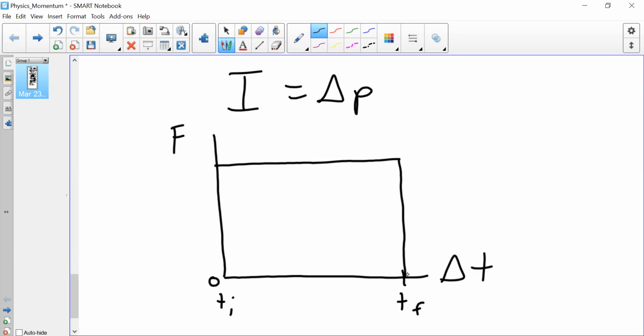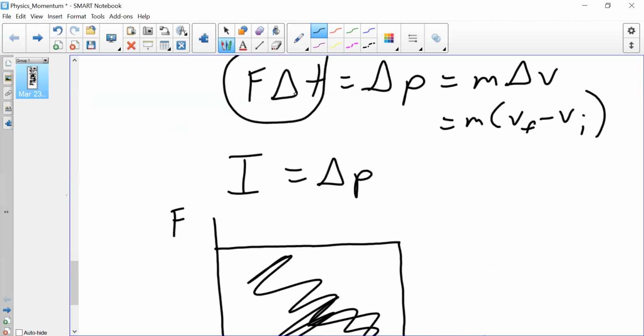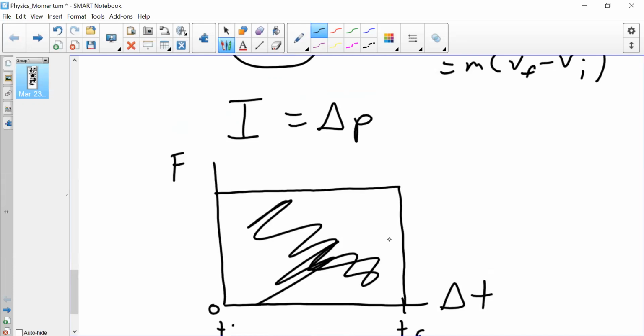So for a graph like this, I can calculate the impulse that's being applied on the ball just by taking the area of this shaded region. So going back to this equation, multiplication is nothing more than taking the area of a force-time graph, which is very different from taking the slope that we were doing before. But anytime you multiply, we're taking an area.